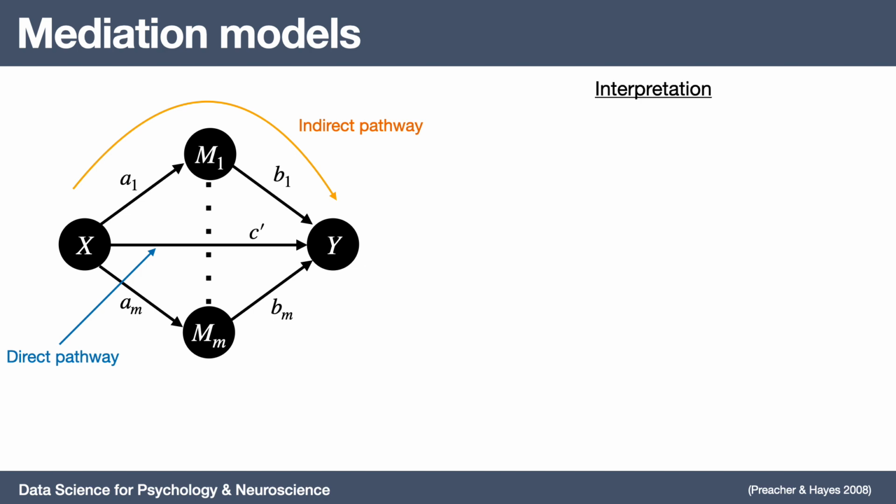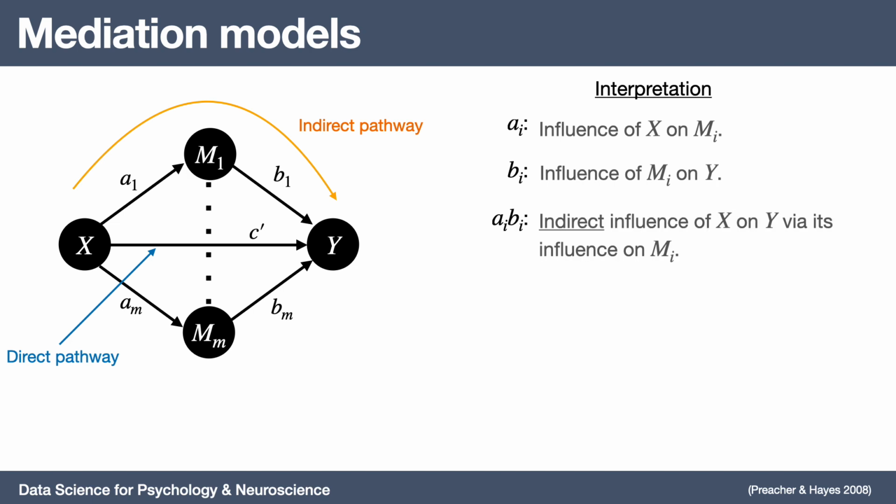So we can interpret the different coefficients that you see here on the graph based off of where they sit in the relationship between X and Y. The influence of X on any M is the A pathway. So we have A1 through AM in this model on the left. All the B relations are the influence of those mediators, M's, on Y. So again, we have B1 through BM in this multiple mediator model, which means that A times B is the magnitude of the indirect influence of X on Y via its influence on M. So the indirect pathway, the indirect influence, is A times B.